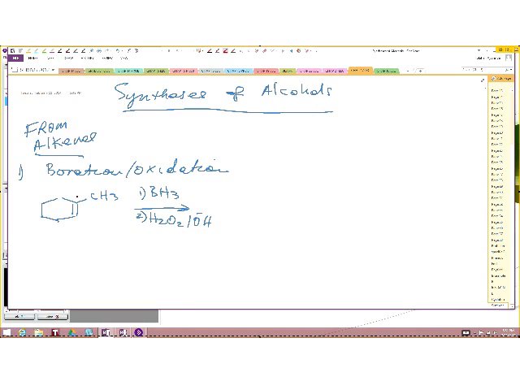Let me number this. This is 1, 2, 3, 4, 5, and 6. Where do you expect us to add water across this carbon-carbon double bond? That is what this reagent will do. So where do you expect the hydrogen to go, and where do you expect the hydroxy group to go? Hydrogen goes to 1. Okay, very good. The hydrogen goes to carbon number 1.